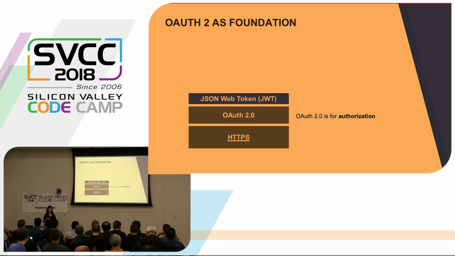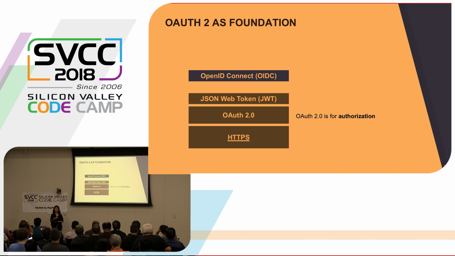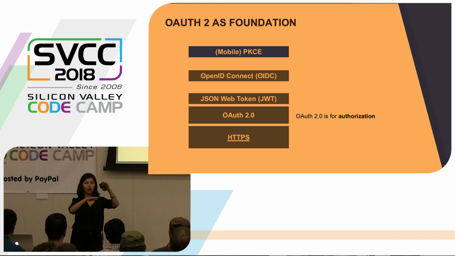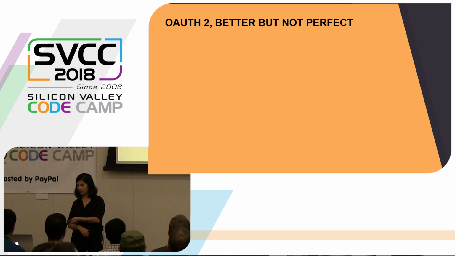So on top of that, you can add JWT or JSON Web Token. You can add OpenID Connect, and you can add PKCE, which is the mobile authentication that mobile uses. So what's cool about OAuth is that it is the foundation, and then all these other things go on top. Okay, let's go back.